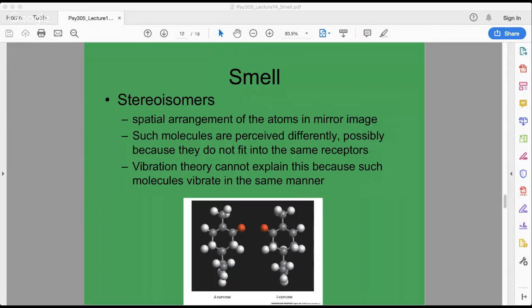So isomers are different forms of the same molecule in which the spatial arrangements of the atoms are mirror image rotations of one another, like the right and the left hand. Such molecules are perceived differently, possibly because they don't fit onto the same receptors. So, for example, D-carvone smells like caraway, and L-carvone smells like spearmint. So, two very different scents, though these are basically the same molecule, but they're isomers. So, vibration theory cannot account for this difference in smell because these molecules will vibrate in the same manner. So, the shape pattern theory can, which is why it's a leading theory.